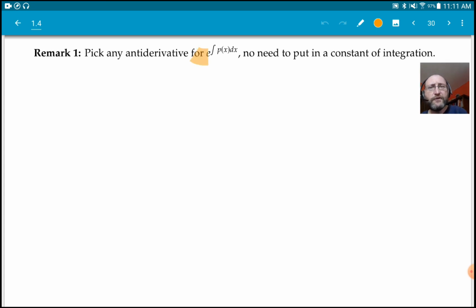But when you're doing the integrating factor, any antiderivative will work. You just need some integrating factor. You don't need the most general one. So any one will work. And if you actually put in a constant of integration, it will essentially drop out. So nothing bad happens if you put it in there. You just waste some ink on the paper when you're writing it. Or if you compute the antiderivative differently, it doesn't matter. Just any antiderivative.